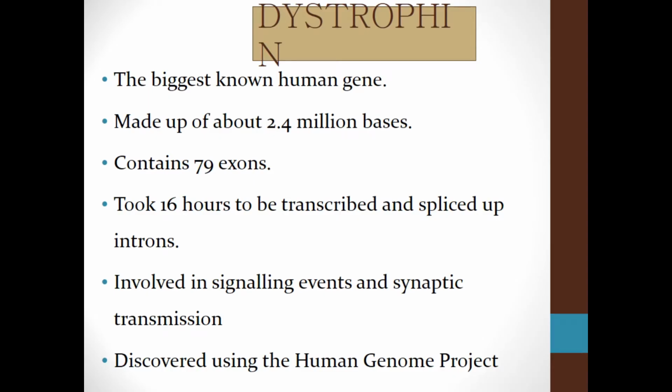Okay, another one is dystrophin. That is the biggest known human gene, which is made up of about 2.4 million bases, and it contains 79 exons. It took 16 hours to transcribe and splice out introns. It's involved in signaling events and synaptic transmission. It was discovered using the Human Genome Project.